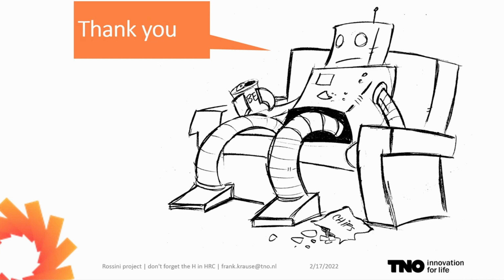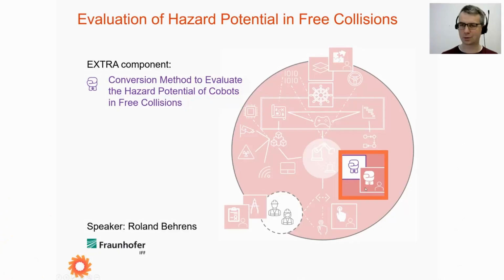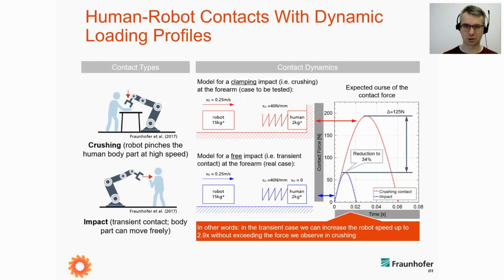So I want to give you a short overview about what we have done regarding evaluating the hazard potential in free collisions. So what we did in the Rossini project was we developed a conversion methodology which allows us to evaluate hazard potentials of cobots, and especially here in free collisions.